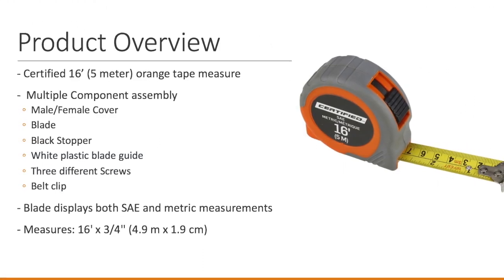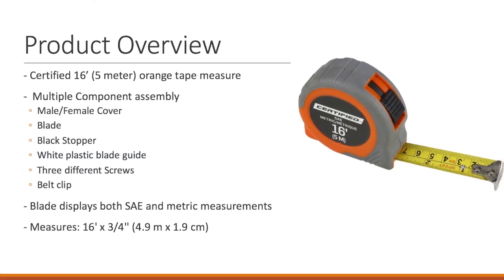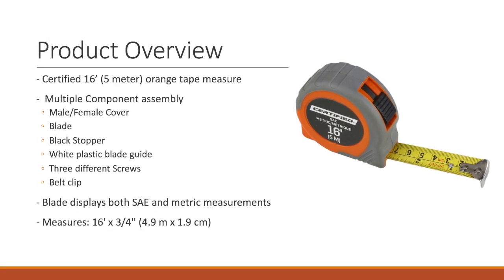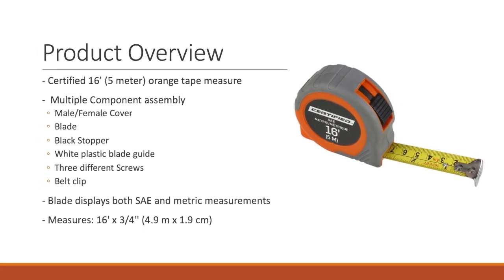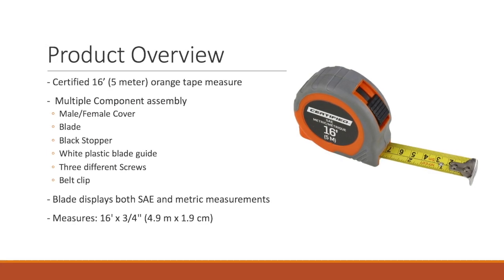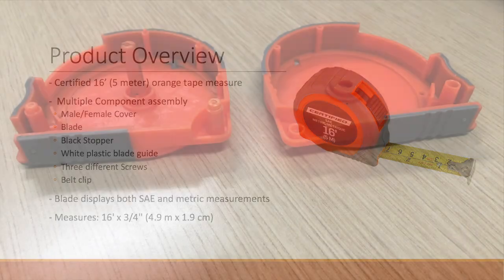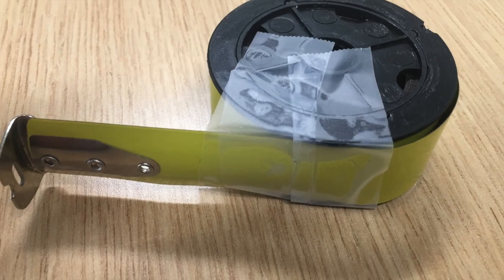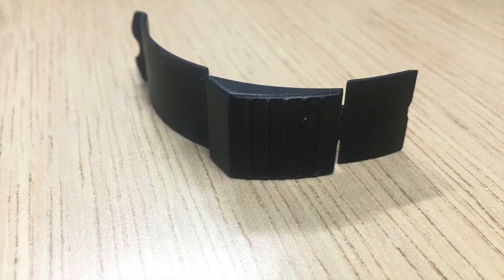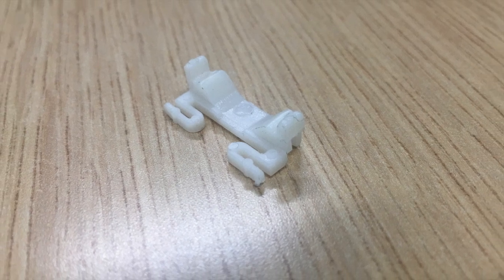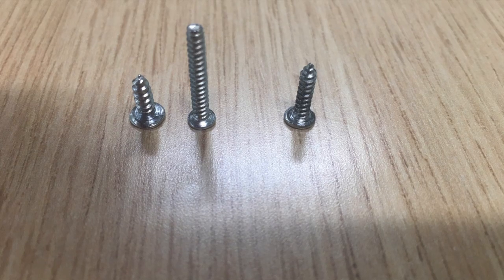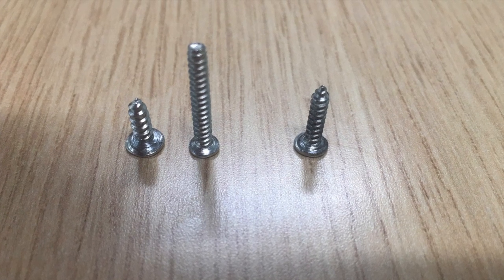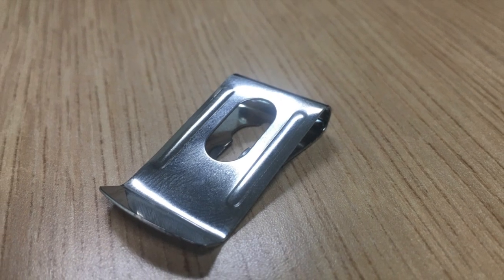The end product of the assembly line is a certified 16-foot orange tape measure that displays both metric and SAE measurements. The product consists of 6 distinct components, such as 2 halves of the outer plastic cover, the tape measure blade, the black stopper, the white plastic blade guide, the 3 unique screws that fall into their specific holes, as well as the metal clip.